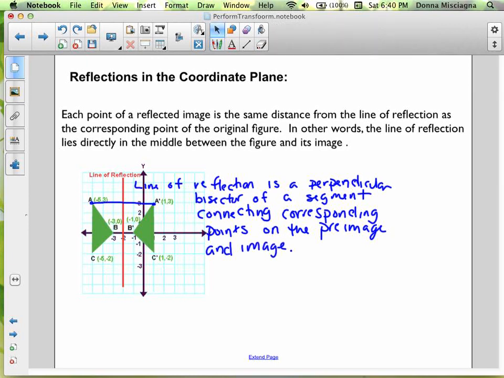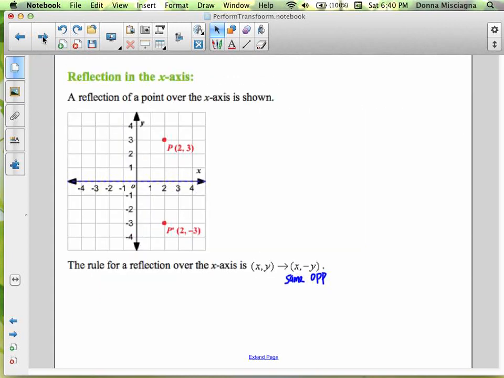And so in other words, your line of reflection lies directly in the middle between the figure and its image. So I'm actually going to show that by noting these are the exact same distances, and this would be a right angle. And we have some different lines that we've talked about reflecting over.